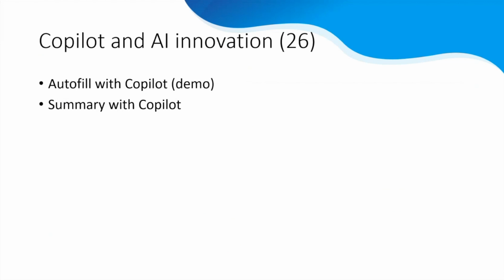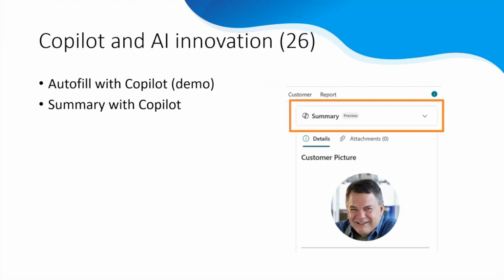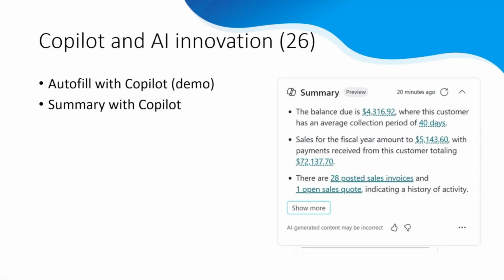Microsoft also added the summary with Copilot. With the time catching up a little bit, I'm not going to do the demo with the summary, but on the fact box, for example, on a customer, there's a summary functionality in version 26, which then summarizes your customer to give you your balance. It's like writing a short little story with facts to summarize customers, vendors, or any transactional data where that summary is enabled.